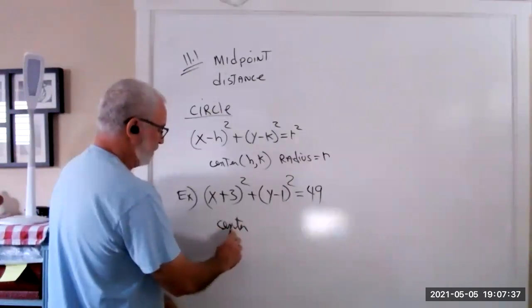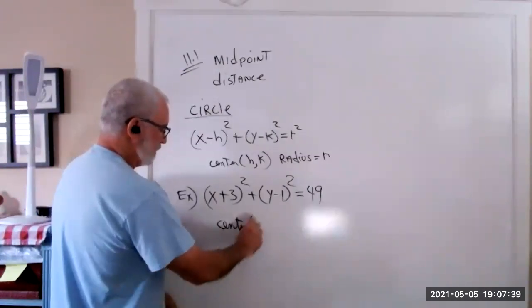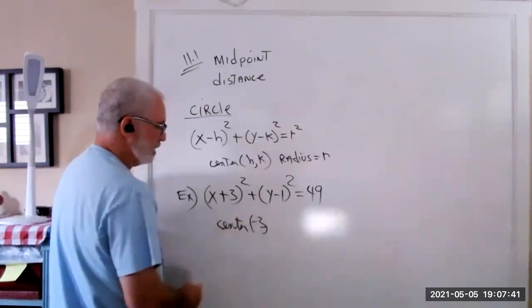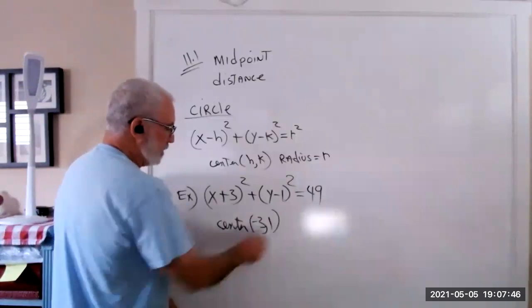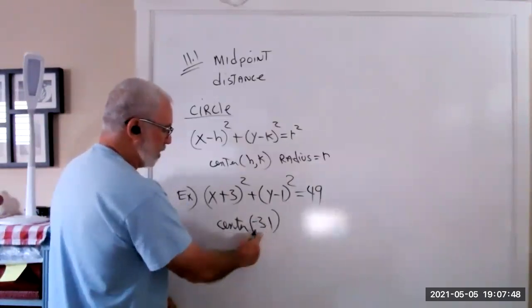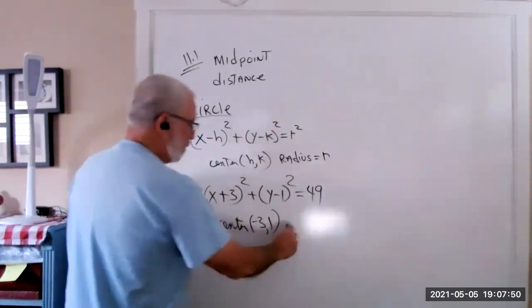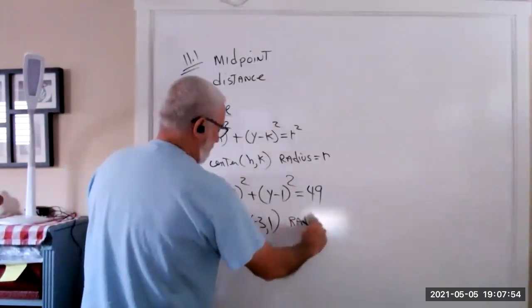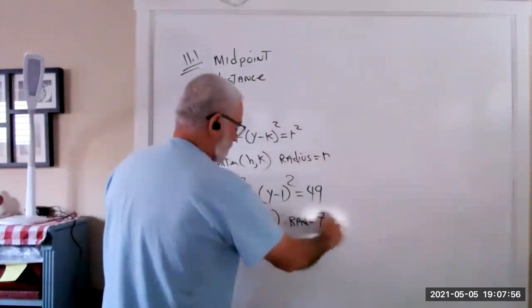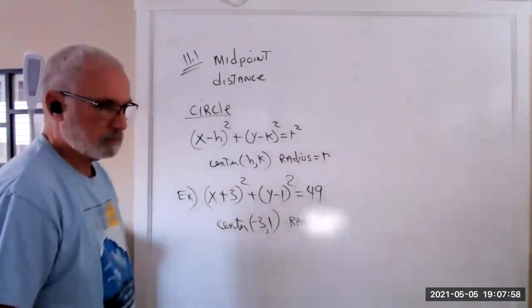Anybody, center? Negative 3, 1. Negative 3. That's okay. Go ahead, Carmen. You got negative 3, comma 1. Is that all right with everybody? Negative 3, comma 1. Yes. Equals, and well, what's the radius? 7. You guys agree? 7? Yes.